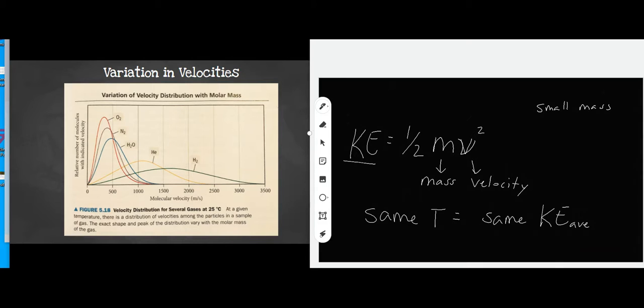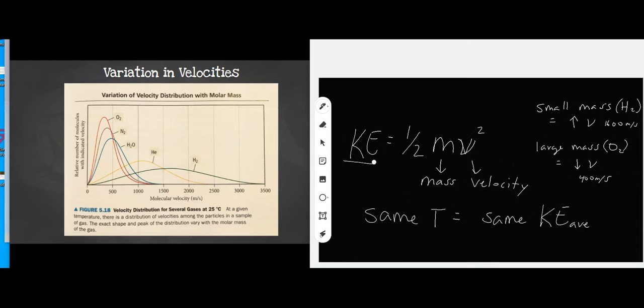So a small mass, for example, H2, which has a mass of 2.02, equals a very high velocity. And a large mass, like O2, for example, is going to lead to a very low velocity. So oxygen, again, the peak, the average would be about 400 meters per second, whereas helium, the average is about 1600. So 4 times the velocity of the oxygen.